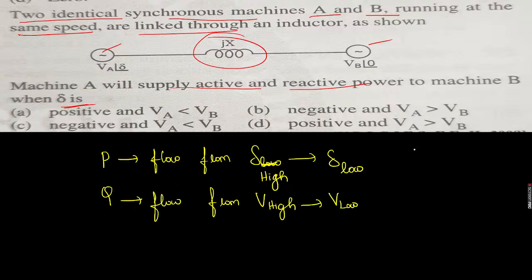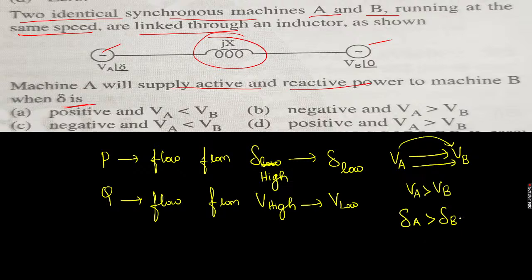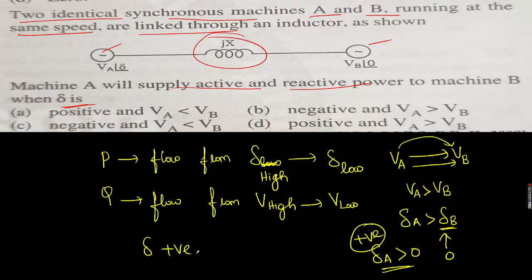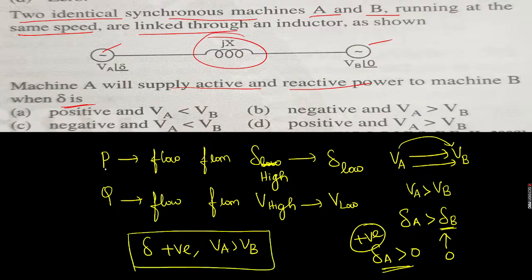Correct, sir? Since they told reactive power is going from A to B, it means what? VA must be greater than VB, then only reactive power will flow from here to here. Since they told real power is also going from A to B, it means delta A must be greater than delta B. And since they clearly mention in the question that delta B is 0 degree, delta A must be greater than delta B, greater than 0 degree. It means it should be positive. So what is the conclusion? Delta should be positive and VA must be greater than VB such that real and reactive power will flow from A to B. That's all.